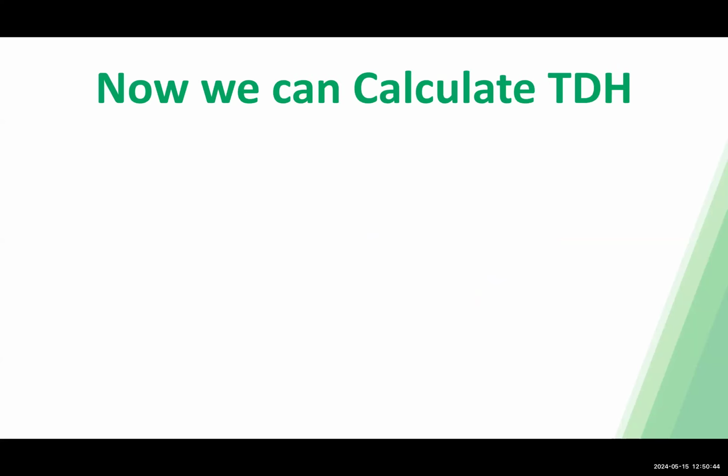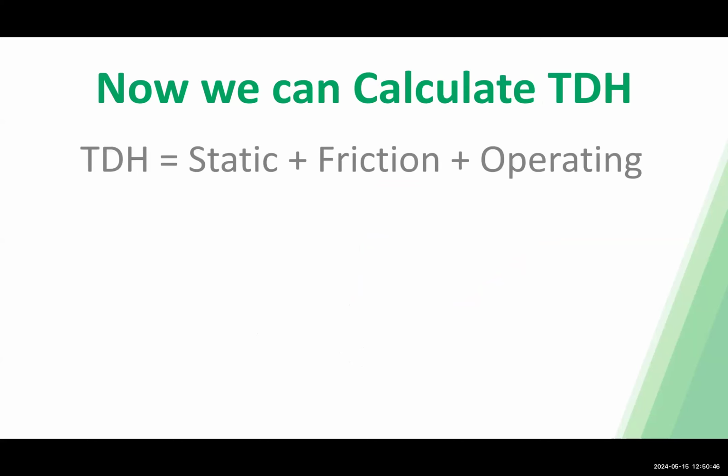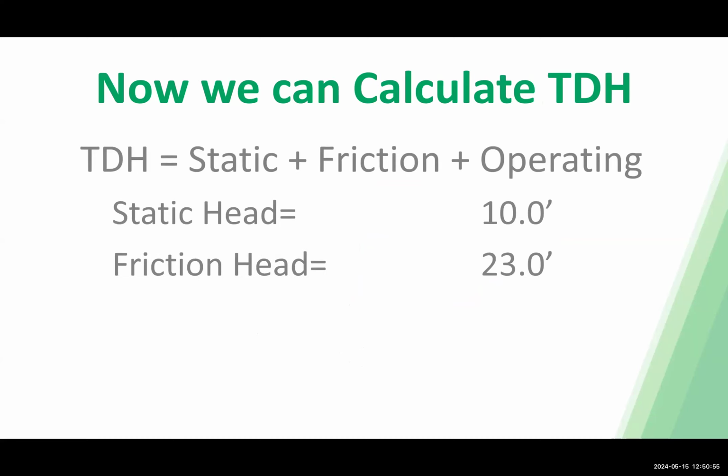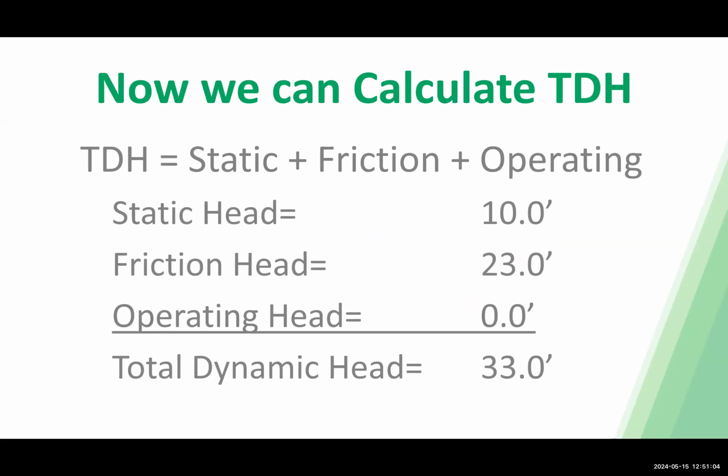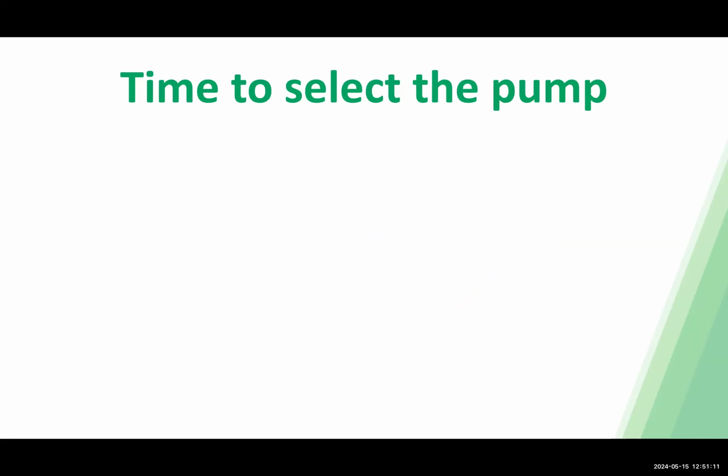Now that we have that, we can calculate our total dynamic head: static head plus friction head plus your operating head. Your static head was given to us at 10 feet. That's your vertical rise. Your friction head is 23 feet. And I know we didn't really say anything about it, but we're just pumping to a gravity sewer, so the operating head is going to be 0. So our total dynamic head, adding all three values together, is going to be 33 feet. Now that we have that, we have our design point: 35 gallons per minute at 33 feet of head.